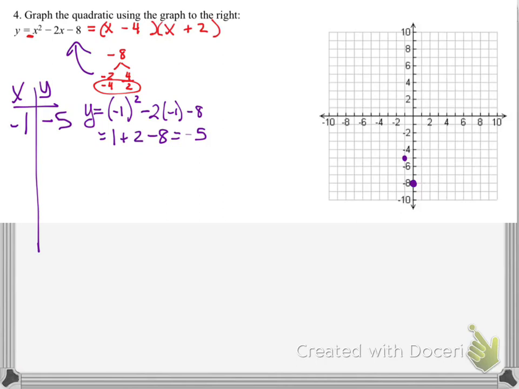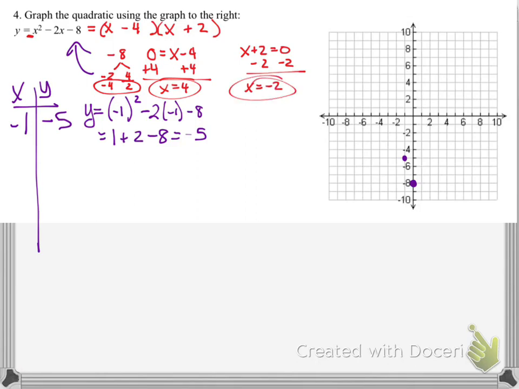I am sure. So I'm going to now set these equal to 0 because my x-intercepts are where y equals 0. So add 4, and I get x equals 4 on that one. And then on this one, x plus 2 equals 0, subtract 2, I get x equals -2. So now my two x-intercepts are at -2 and +4, and you know what? That's enough for me.